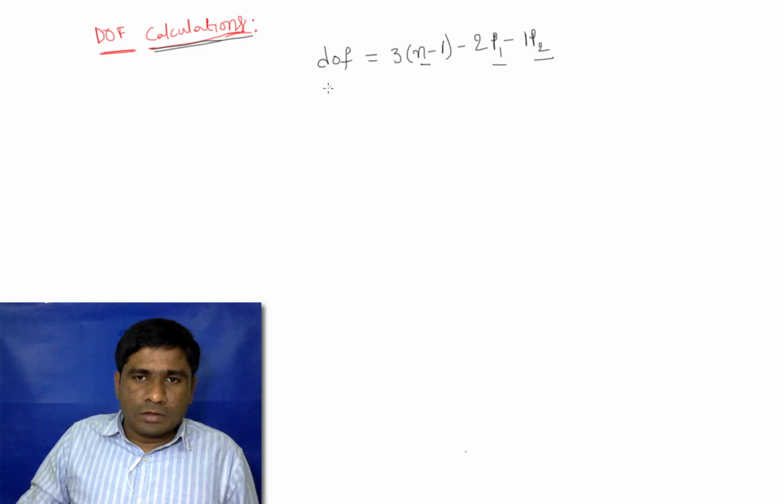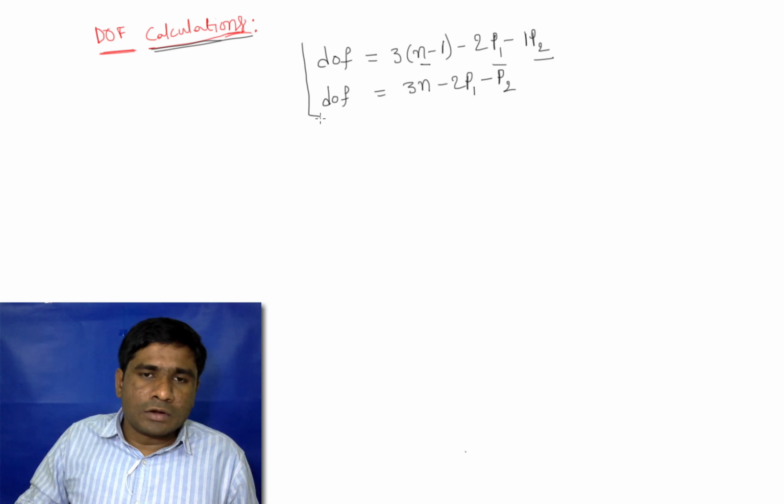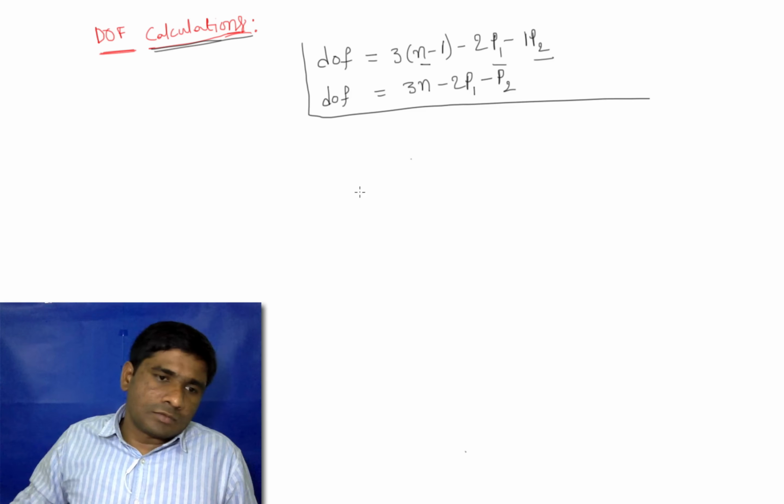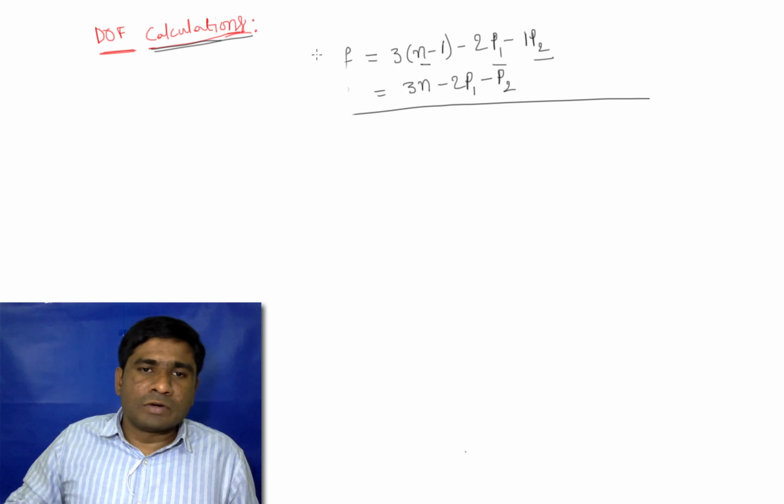So if the link is not fixed, then degree of freedom equals simply 3n minus 2p1 minus p2. So we derived these two formulas, and we will consider some examples and see how to calculate the degree of freedom of a mechanism. So first let's start with the 4 bar mechanism.